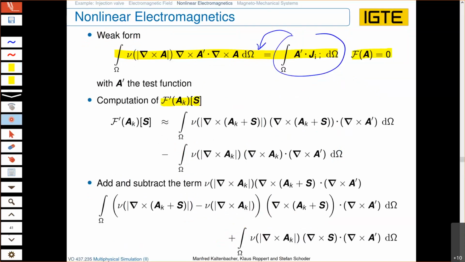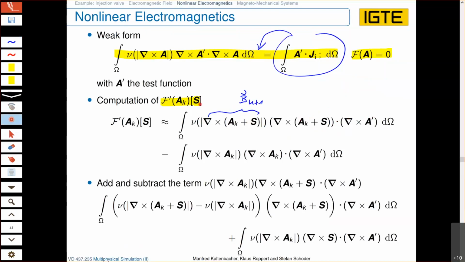Okay, so how to compute it? We know we have to evaluate it now at AK plus S and subtract this operator by evaluating it at AK. So let's have a look at the first term. We have to evaluate our material parameter, the reluctivity, at the new solution we don't know. The new solution will be AK plus S. We have to take the curl and then the absolute value, because this gives us actually the new flux density, that would be BK plus 1. Then we have to put in, as shown here, the curl again of AK plus S, and then we have the dot product with the curl of the test function.